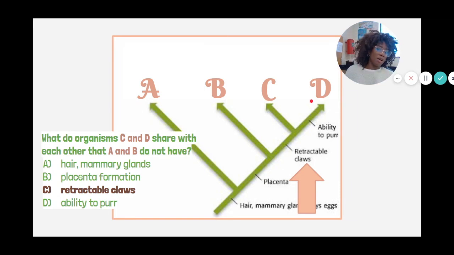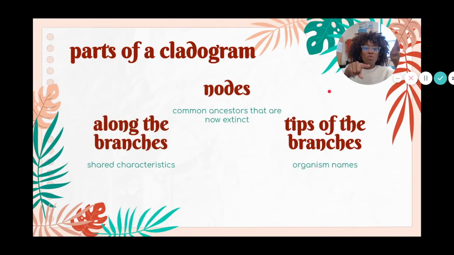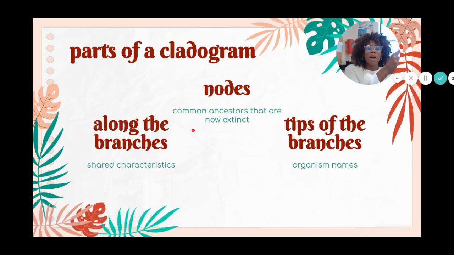You'll never get it wrong. If you take your finger and you follow along, you'll never get it wrong. Now, if you're just trying to look at it, you could possibly get it wrong. And when I say possibly, I mean probably, especially whenever we get to ones that are a little bit more complex. So go ahead and get used to putting your finger on it and actually moving and seeing, did my finger cross this characteristic or not? Okay, so again, the parts of the cladogram along the branches are going to be those shared characteristics.